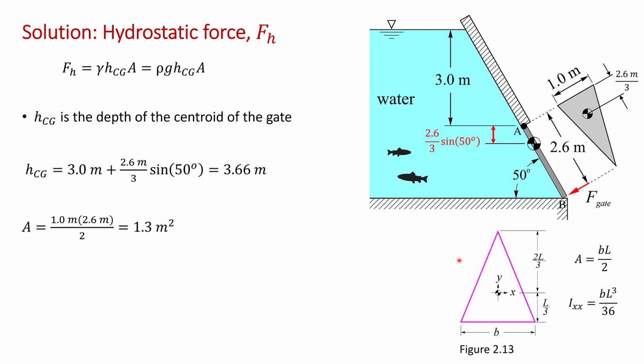And of course the area of a triangle is just 1/2 the base times the height, so 1/2 times 1 meter times 2.6 meters, which gives 1.3 meters squared.